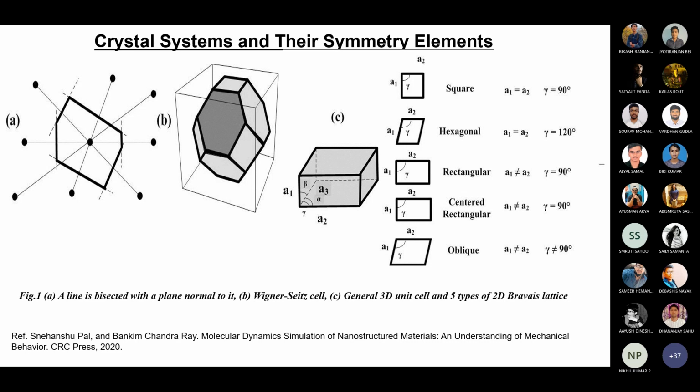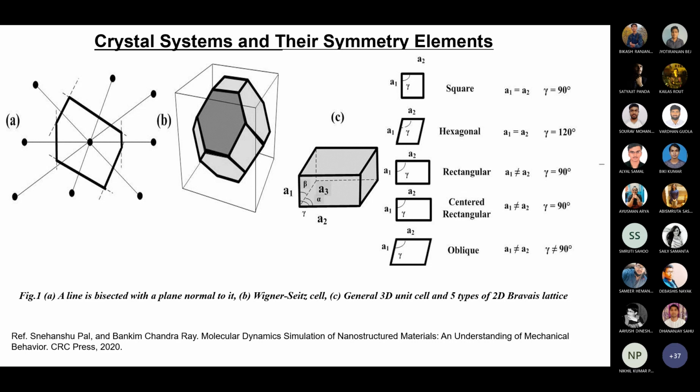Given in figure A, you will get figure B, that is the Wigner-Seitz cell. We have a concept that it is a kind of cell where all plane normals bisect each other at 90-degree angles. Now there are different kinds of two-dimensional geometry that can be present, such as square and hexagonal, and there should be a relationship.